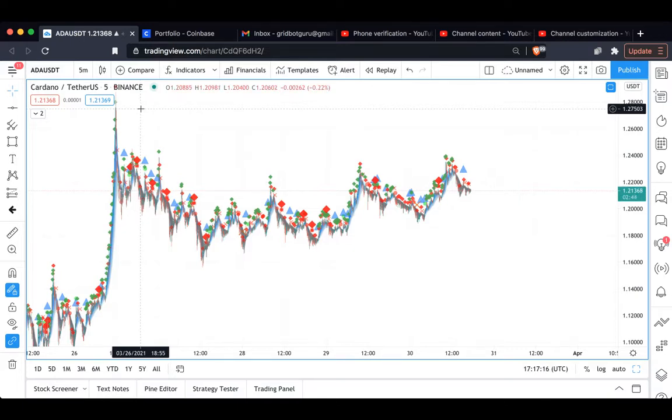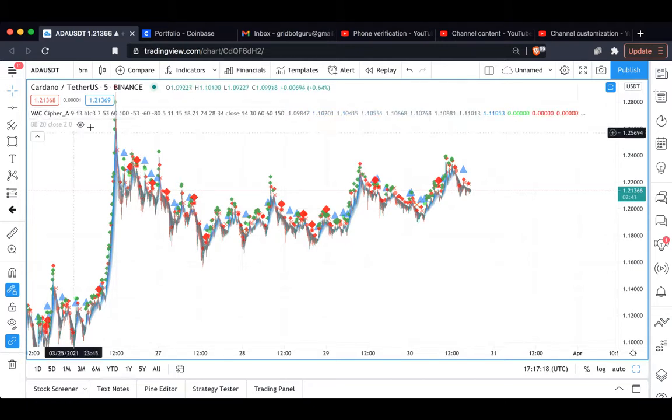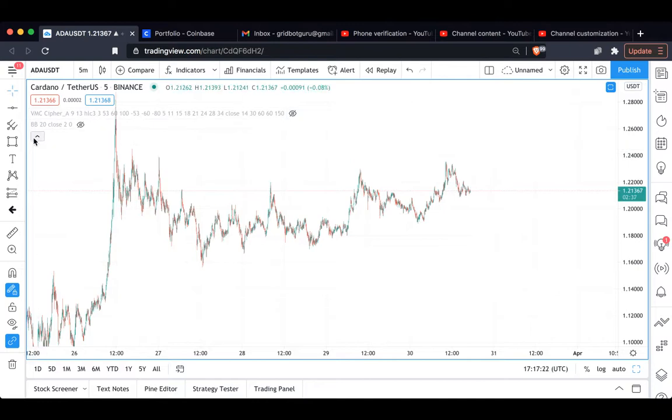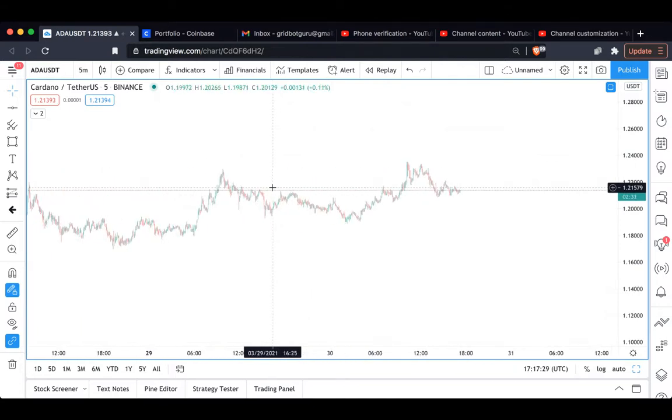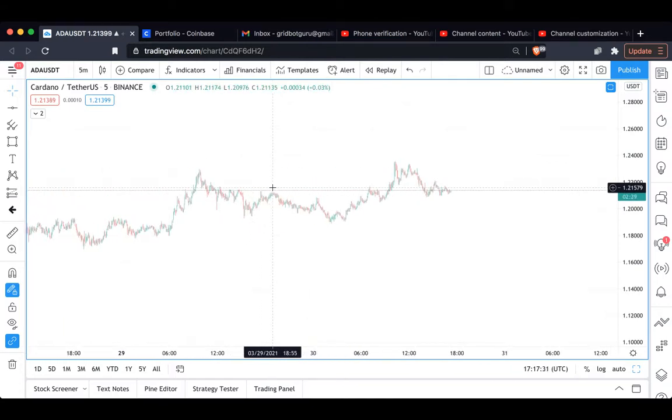And what I'm going to do today is go over a very quick and basic version of what exactly a GridBot is. I picked ADA on the 5-minute time frame. This is specifically going to be for Pionex. That's the exchange I use.